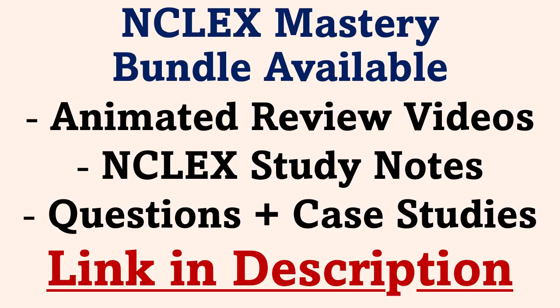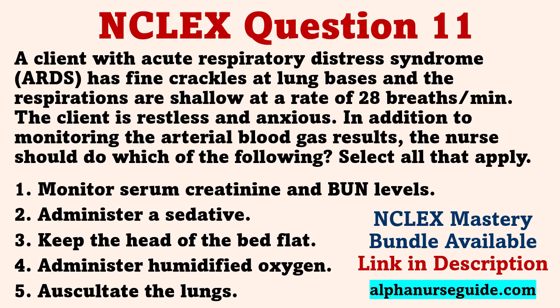Back to the questions. A client with acute respiratory distress syndrome has fine crackles at lung bases, and the respirations are shallow at a rate of 28 breaths per minute. The client is restless and anxious. In addition to monitoring the arterial blood gas results, the nurse should do which of the following? Select all that apply. 1. Monitor serum creatinine and blood urea nitrogen levels. 2. Administer sedative. 3. Keep the head of the bed flat. 4. Administer humidified oxygen. 5. Auscultate the lungs.